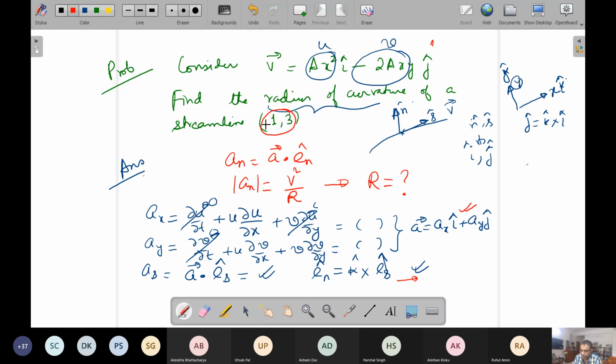Anyway, we have run out of time, so we will stop. In fact, this is the end of this chapter. We will start a fresh chapter on integral forms of conservation equations in the subsequent class.